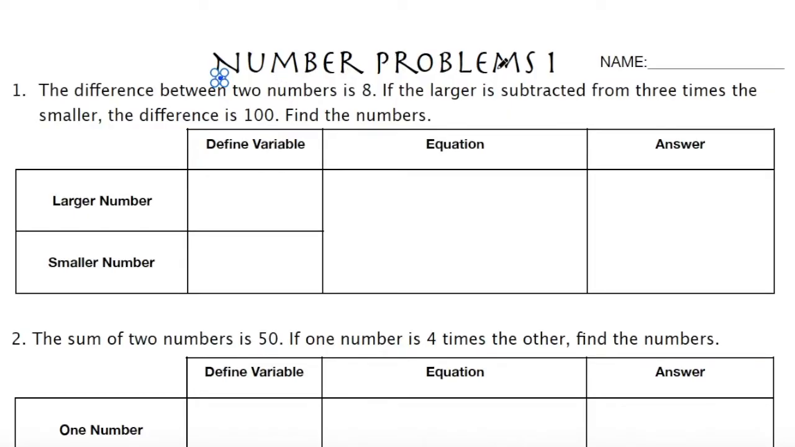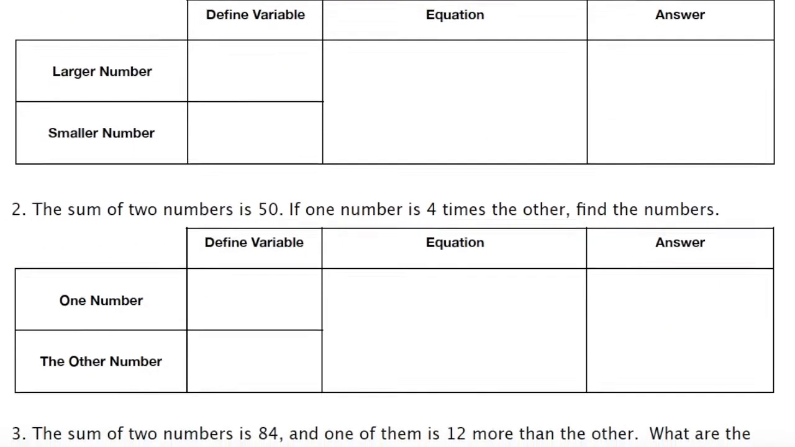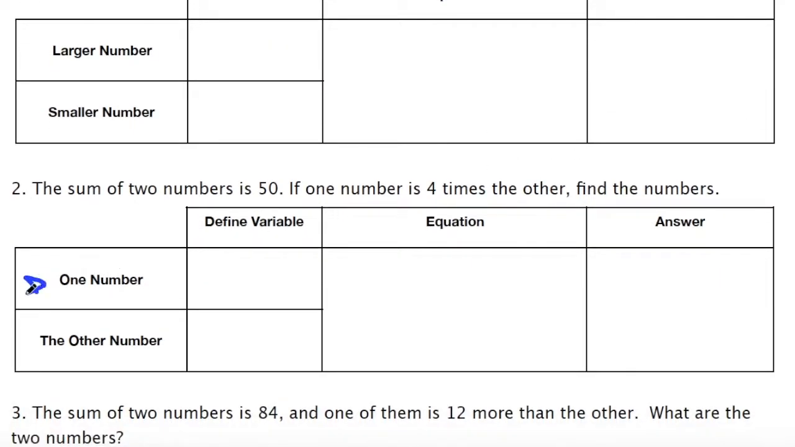For the number problems 1, we're looking at usually a smaller number and a larger number, or in some cases I have it labeled as one number and the other number. So let's start with number 2.